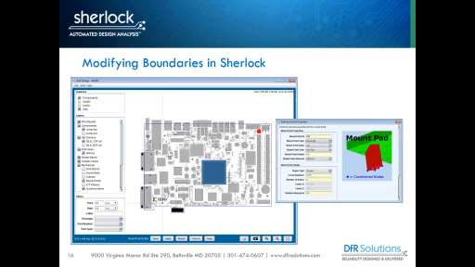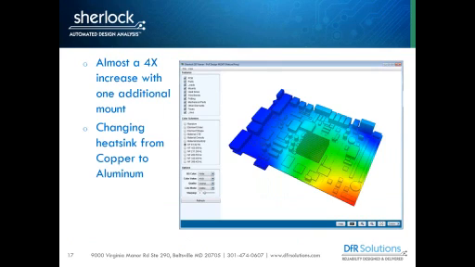Then I can quickly rerun the analysis and say, just adding one mount point to my board quadrupled my natural frequency. We were at 23 hertz, and now we're up to about 82 hertz. A significant impact. And that's why I said boundary conditions are really the first order effects on the natural frequency of the board.